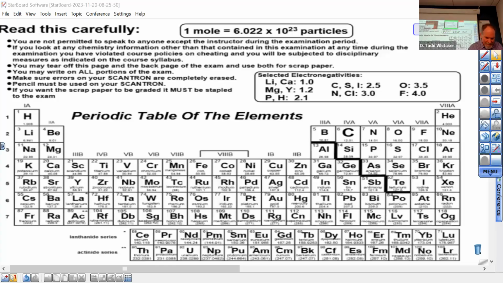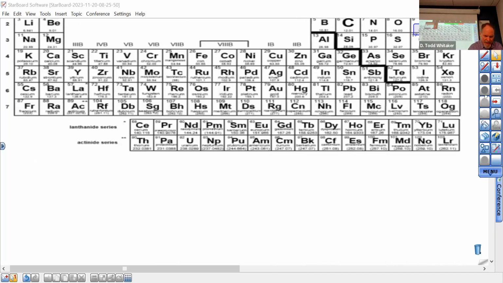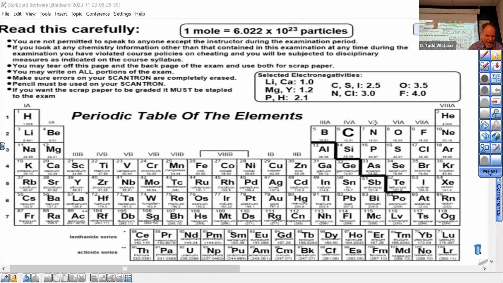Here's your periodic table. It's got the electronegativities, some of the ones we need. In fact, only the ones we need here. What else? We did a small change on our useful info page 2.